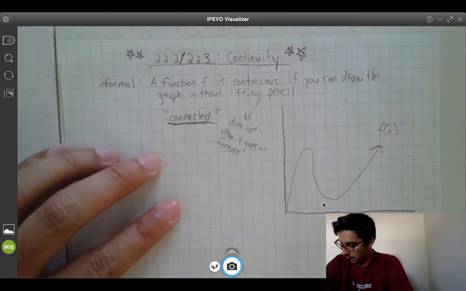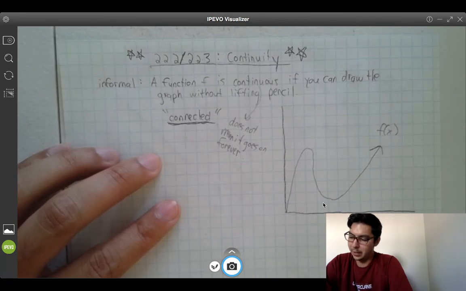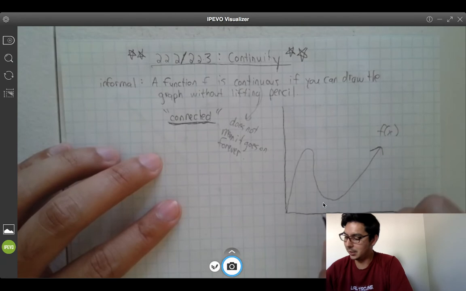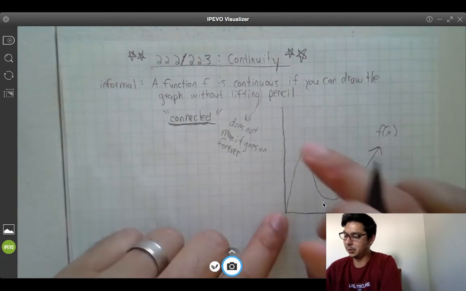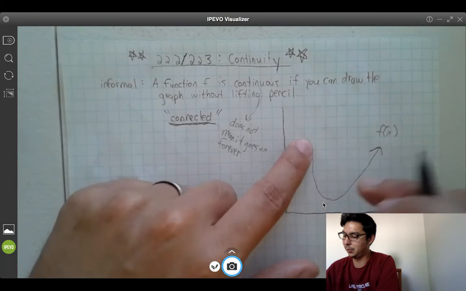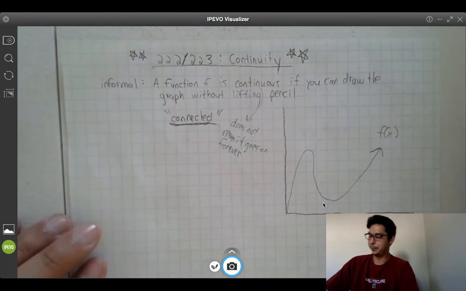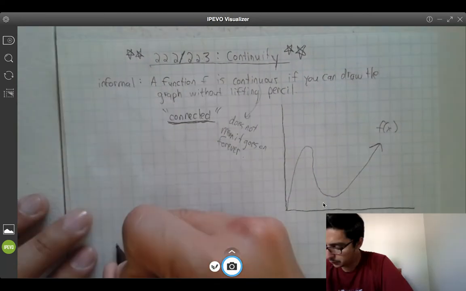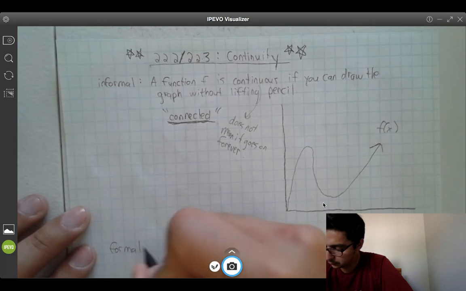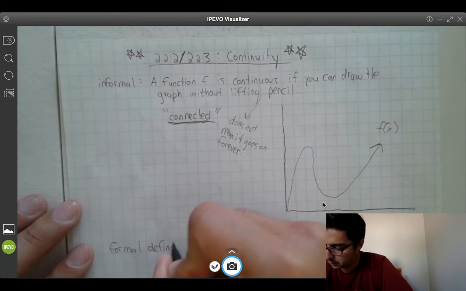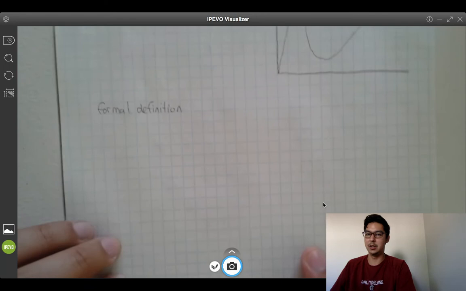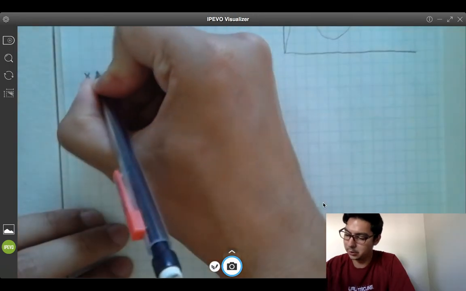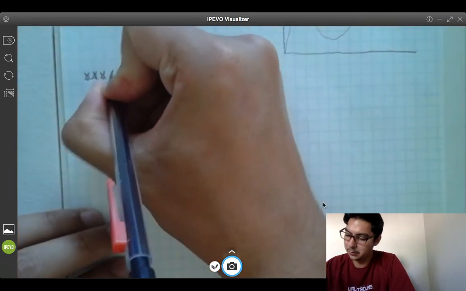So a function f is continuous if you can draw the graph without lifting a pencil. That was our informal definition, such as this. So it's continuous on any interval here. It's connected. It's continuous from here to here. We could draw that. It's continuous from here to here. We could draw that. But now, what's the formal definition? A formal definition. And this formal definition is very important. This is the 4 stars.